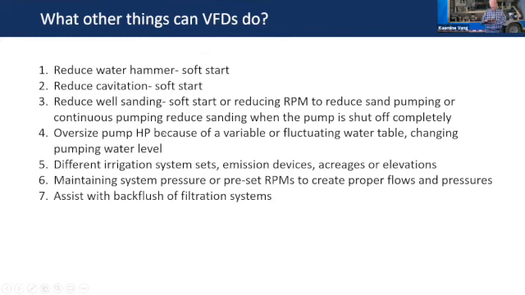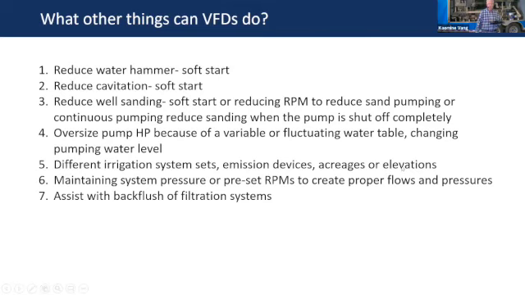Sometimes you oversize the pump horsepower because you have a variable or fluctuating water table. This is becoming more common in California, where the water table has been dropping quickly with the drought, and farmers are having to pull their pump every few years and put a new one in because they have a new condition. Well, what if you oversize that pump, put it in once, and maybe it lasts for several more years because you've got enough extra pump there and you run it slower? I'll demonstrate that. Different irrigation sets, emission devices, acreages, elevations.